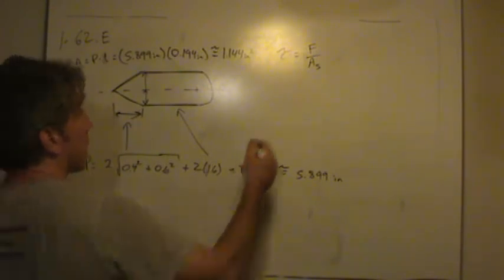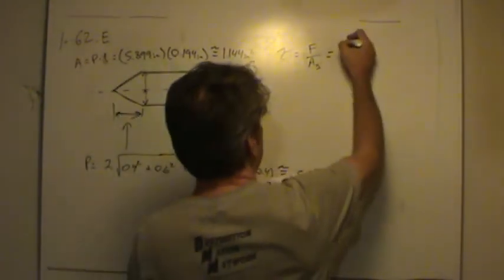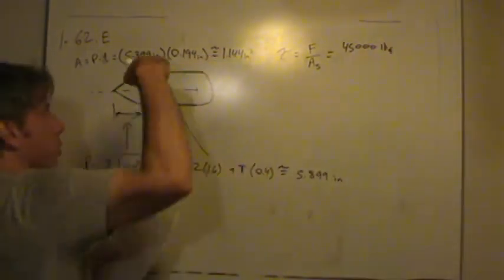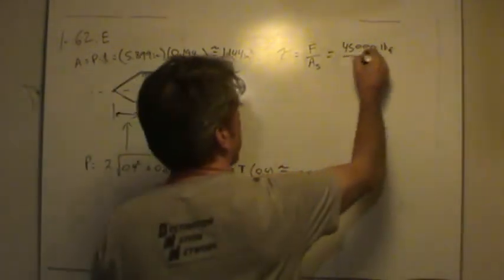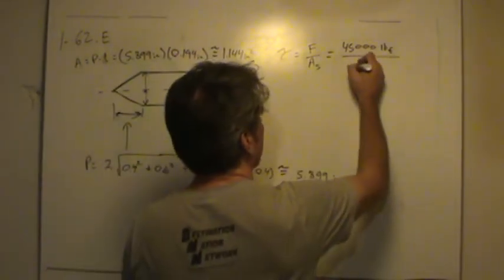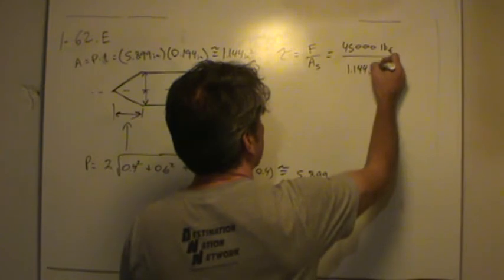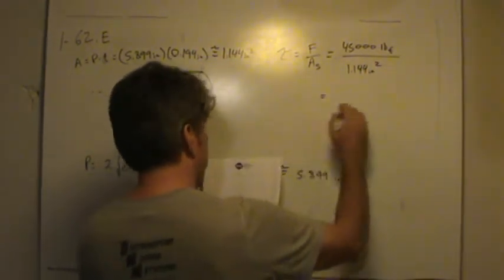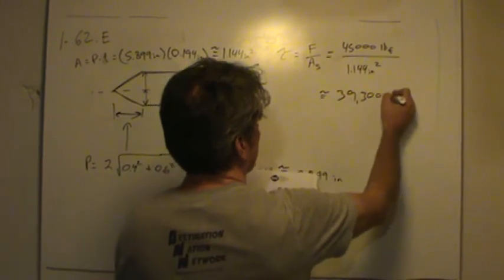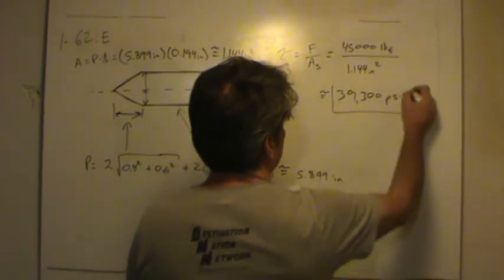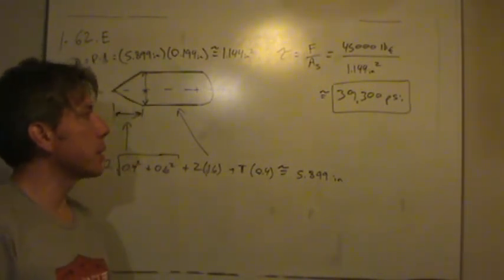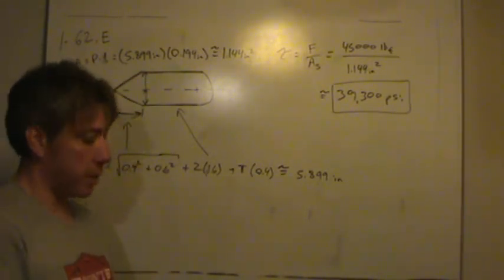And so now to calculate the shearing stress, it's just the 45,000 pounds force that's being applied in this direction divided by the shear area, which is all around this perimeter, and that's 1.144 square inches. Almost out of space there, so I'll just write it down here. So that's 39,300 psi. Now this is a lot more shear stress than most materials can take, so it's going to punch this out quite easily.